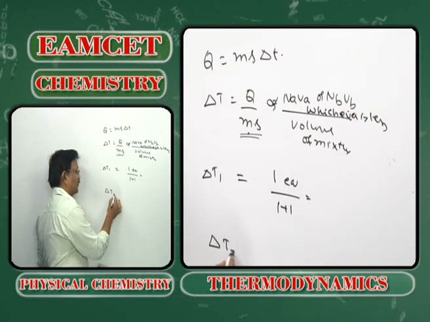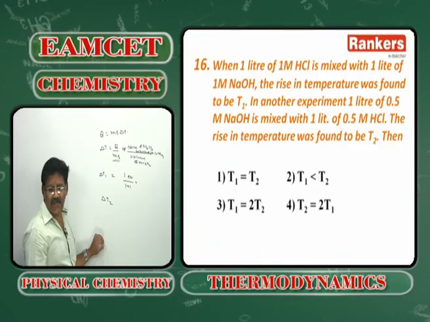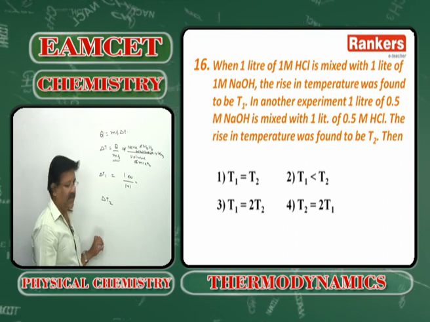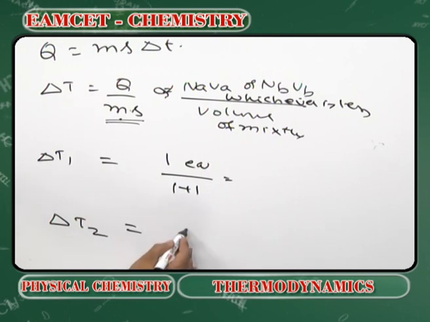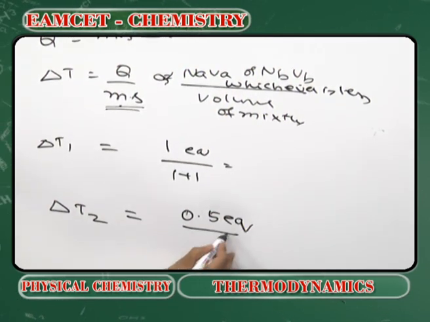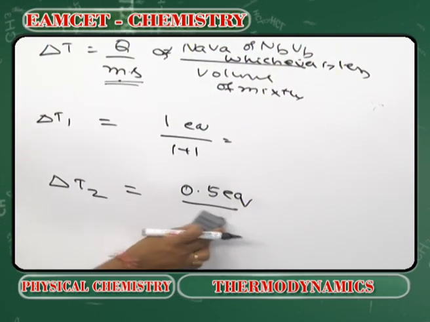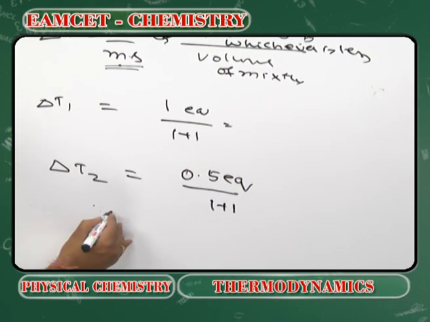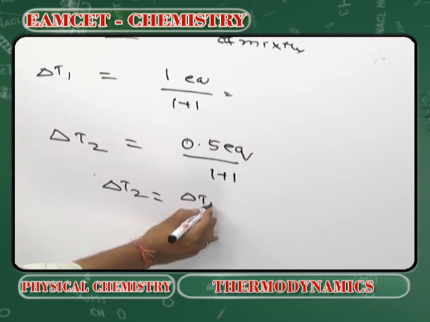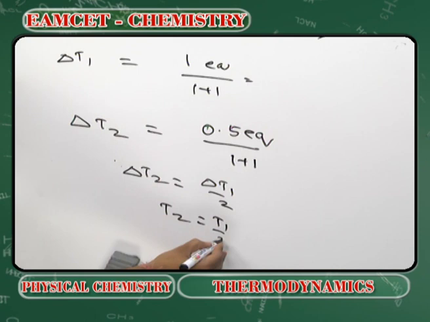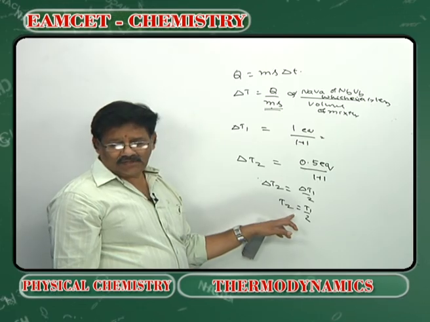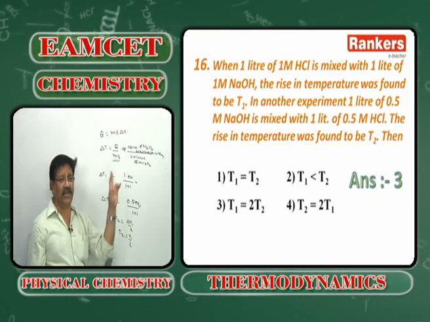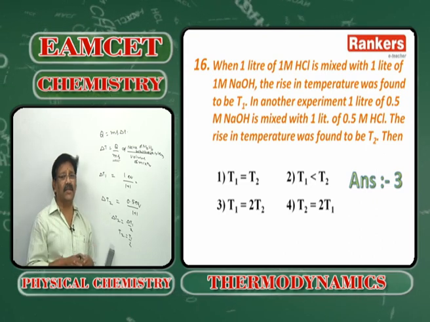And delta T2, in another experiment: 1 liter of 0.5 molar NaOH and 1 liter of 0.5 molar HCl. What is the rise in temperature? Delta T2. Here, how many equivalents got neutralized? 0.5. And what is the mass? It corresponds to 1 plus 1. So, from this, what is delta T2? Delta T2 will be equal to delta T1 by 2, or T1 is equal to 2 T2. Because here we are not calculating the exact magnitude of Q and ms, I am just taking the relative values.